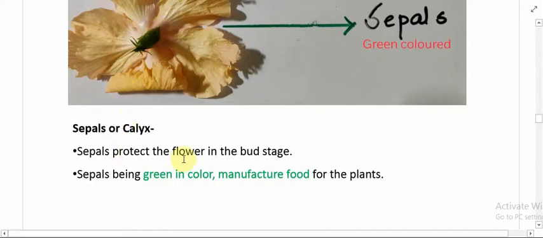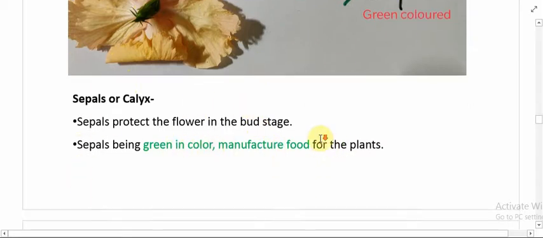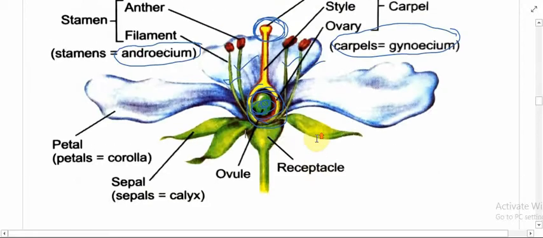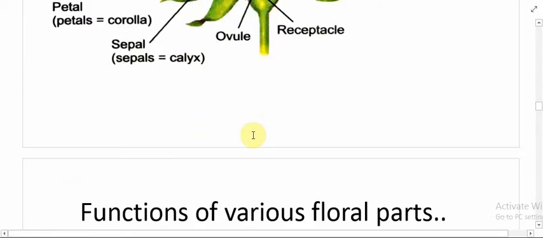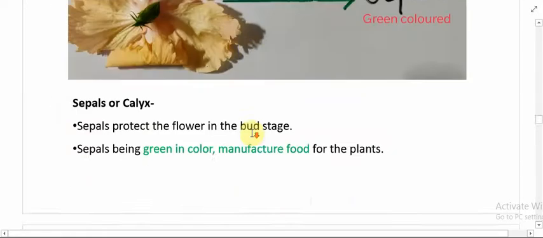Sepals protect the flower in the bud stage. When the flower is very small, the sepals protect it. Sepals, being green in color, manufacture food for the plants. As I have already told, as they are green in color, they have photosynthetic pigment, and you know photosynthesis produces food for the plants.